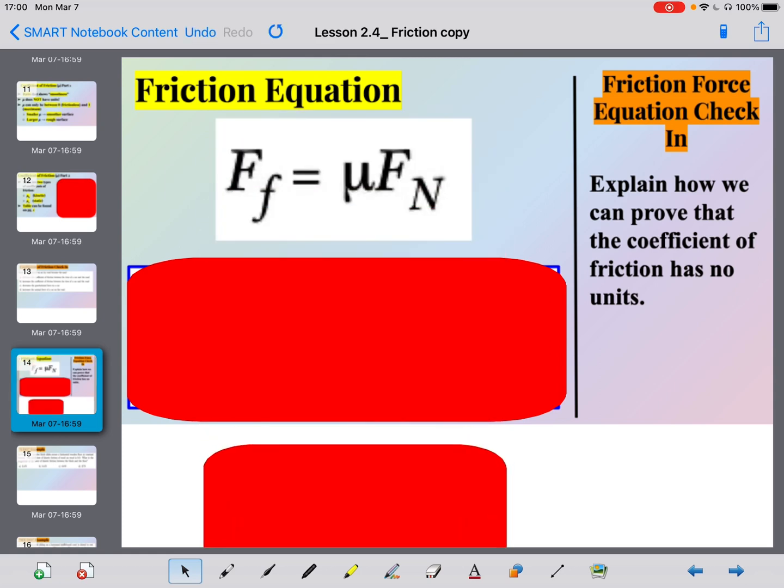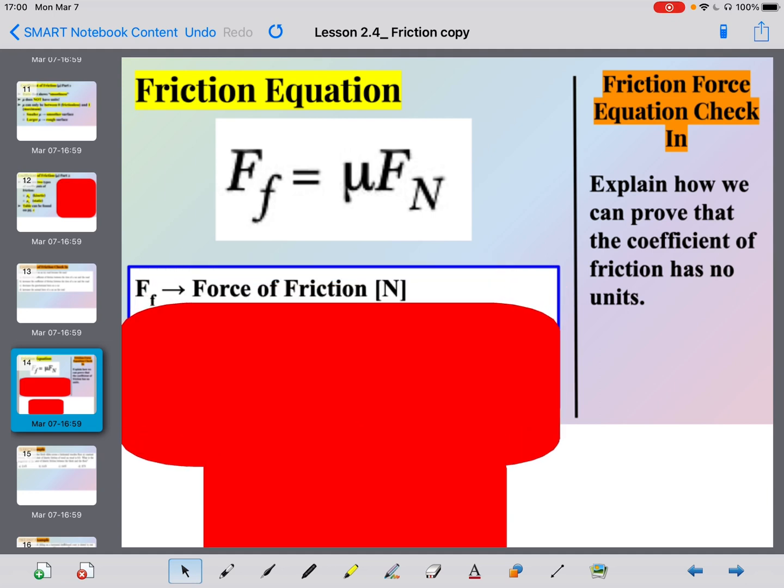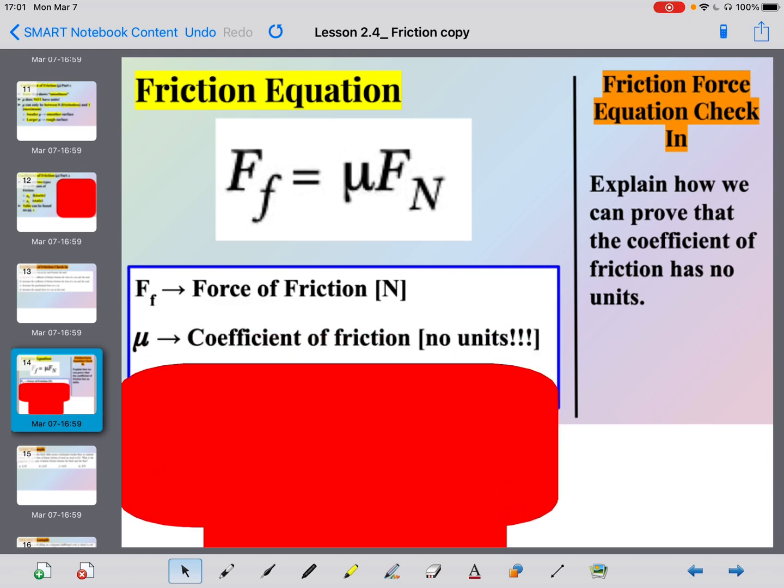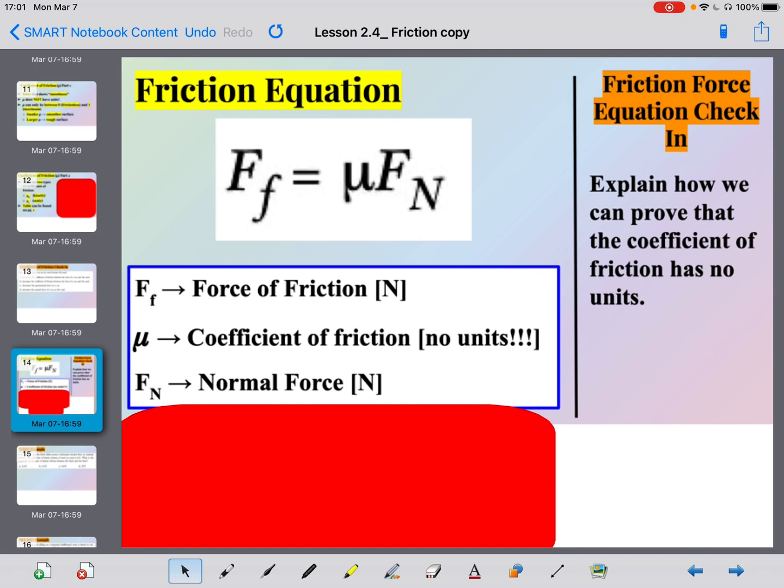Okay, so as we know, Ff stands for the force of friction, and our units are newtons. Mu, which is what that Greek letter is called, just represents the coefficient of friction. That has no units, and we're going to see why in a second. And then the normal force is represented by Fn, and again, it has units of newtons, and that is a capital N in shorthand notation.